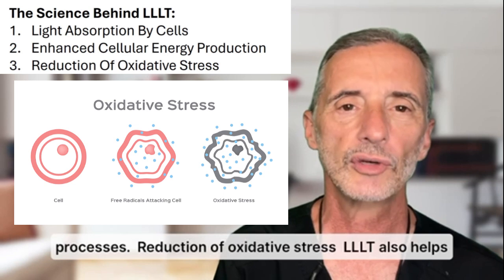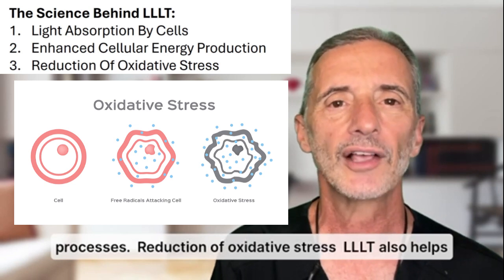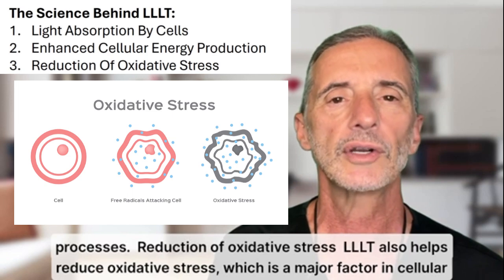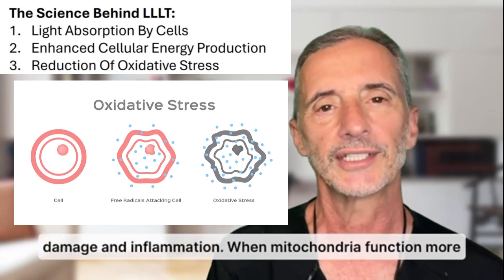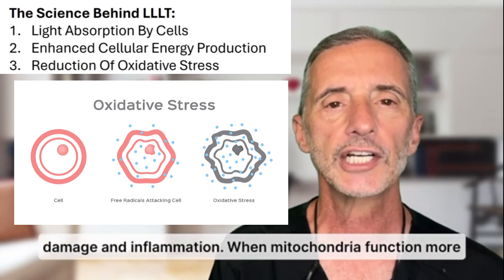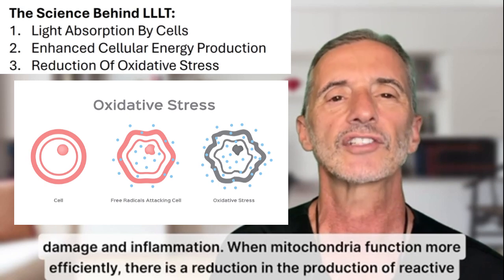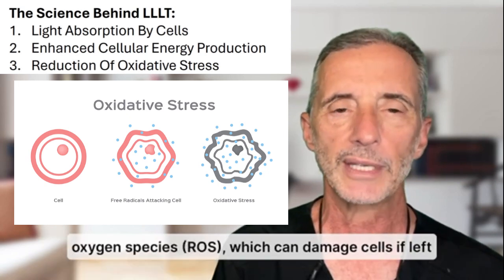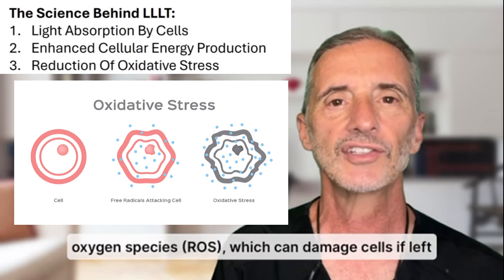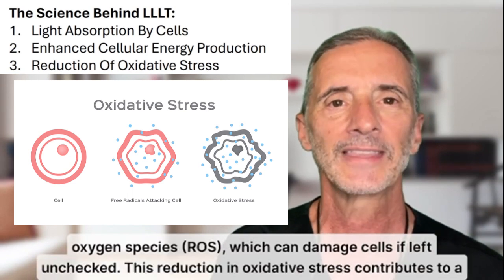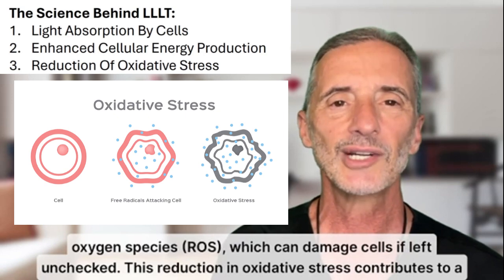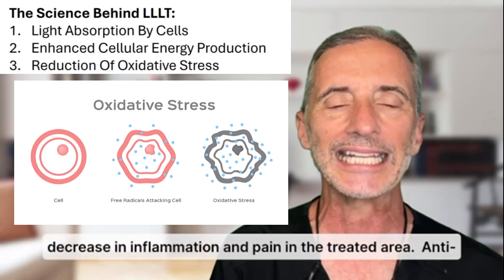Reduction of oxidative stress. LLLT also helps reduce oxidative stress, which is a major factor in cellular damage and inflammation. When mitochondria function more efficiently, there is a reduction in the production of reactive oxygen species, ROS, which can damage cells if left unchecked. This reduction in oxidative stress contributes to a decrease in inflammation and pain in the treated area.